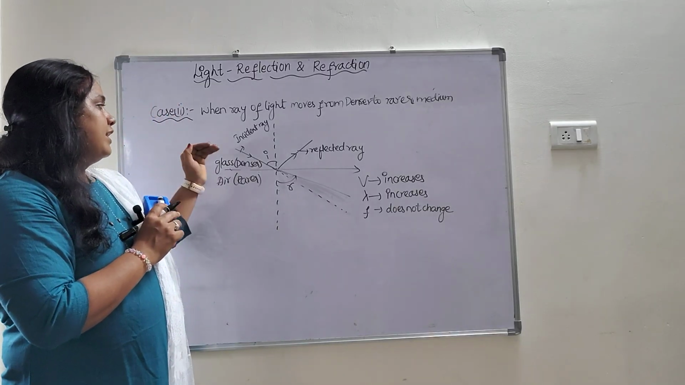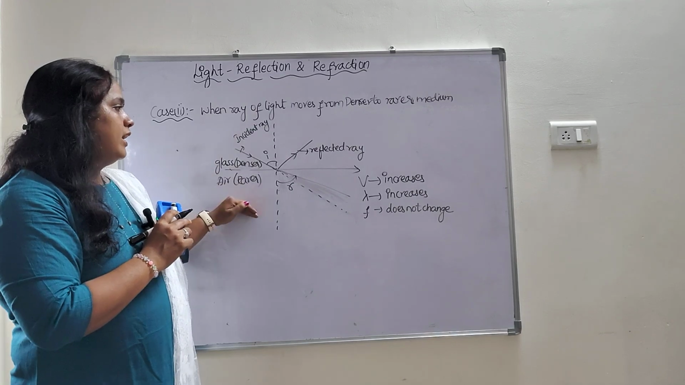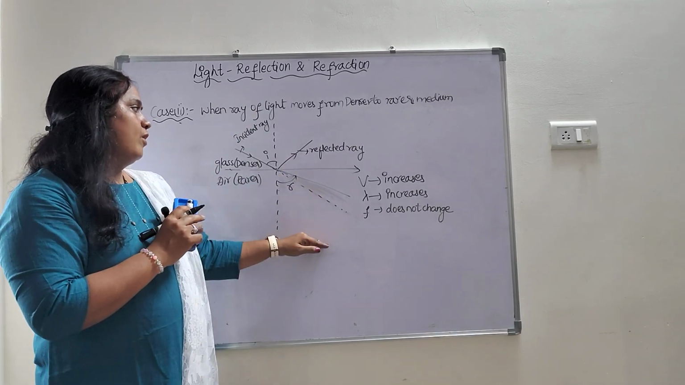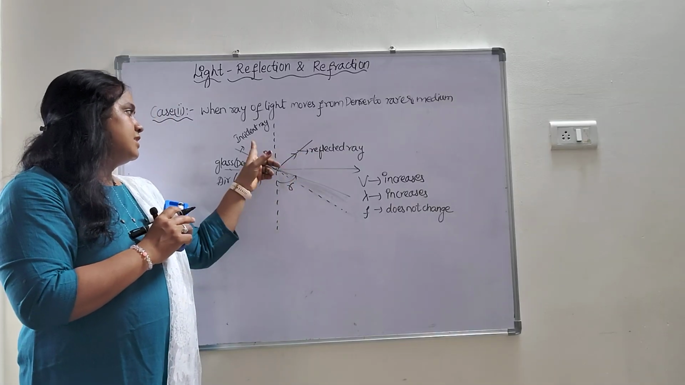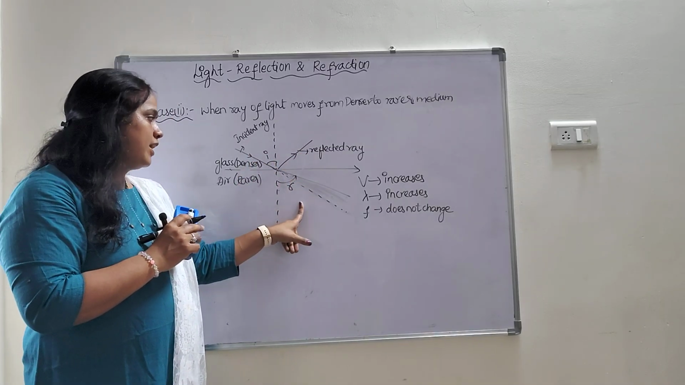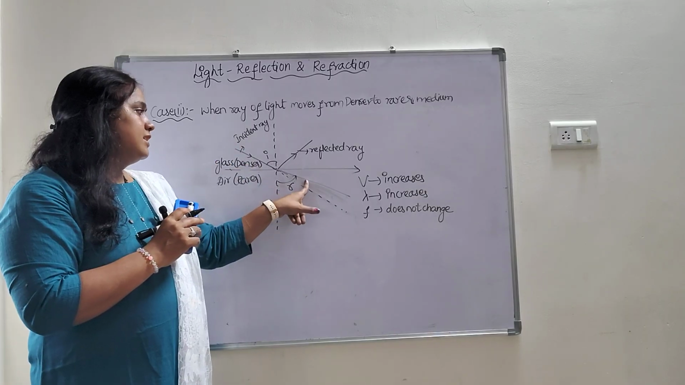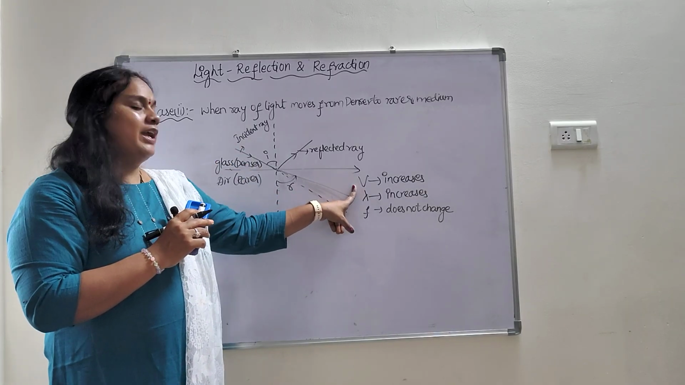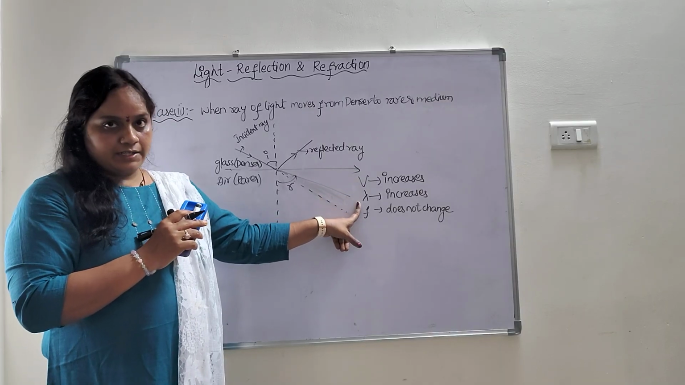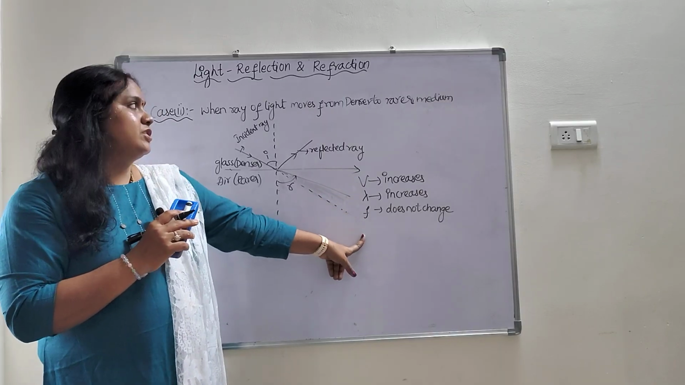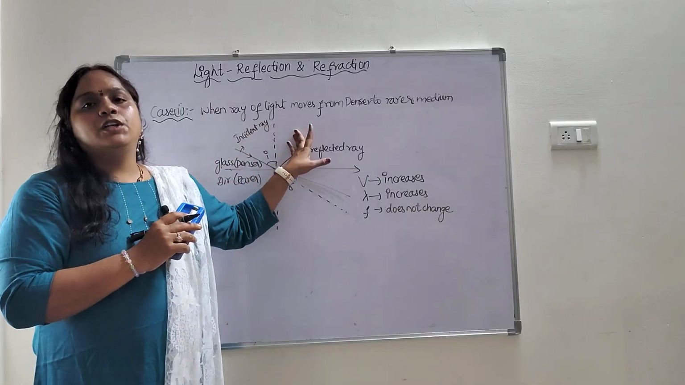So again, when a ray of light is moving from denser to rarer, it bends away from the normal. A part of the light will be reflected, and the remaining part will be refracted. This is the angle of incidence, this is the angle of refraction, the incident ray, and this is the refracted ray. The speed of light increases. If the speed of light increases, the wavelength also increases, and frequency does not change. So this is about case number 2.